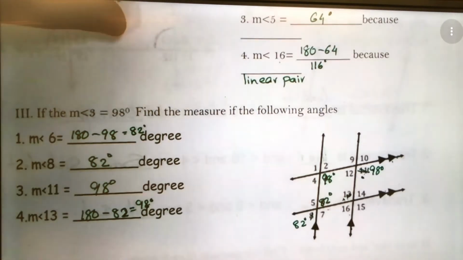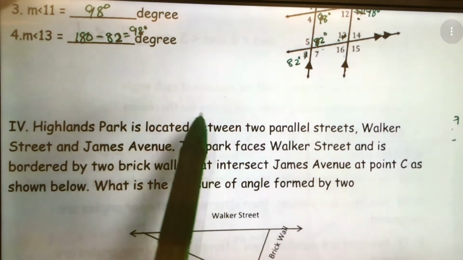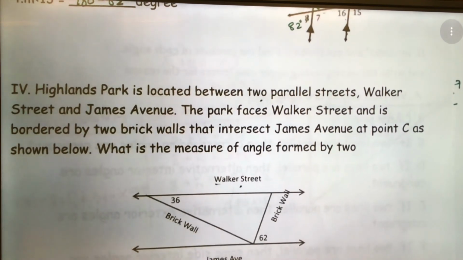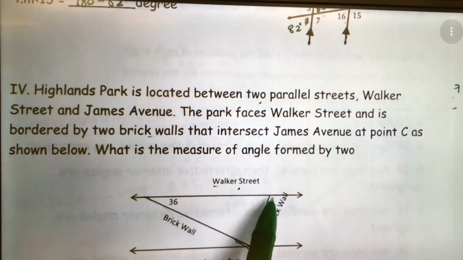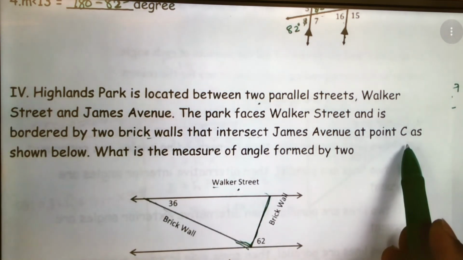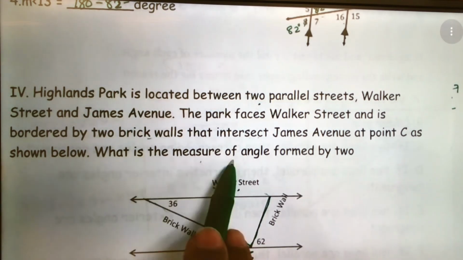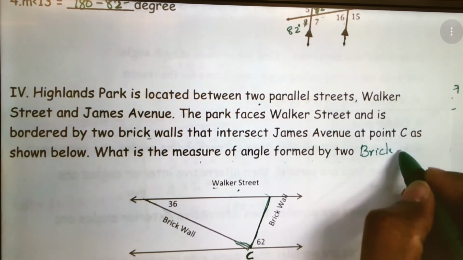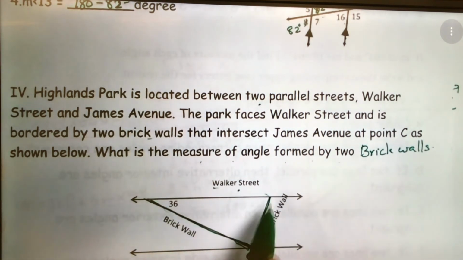The next question is a word problem. A park is located between two parallel streets, Walker Street and James Street, and there's a brick wall intersecting those two streets. These are the brick walls. They intersect at a point C, so I forgot to put the point C here. What is the measure of the angle formed by the two brick walls? I need to figure out the angle formed by these two brick walls.